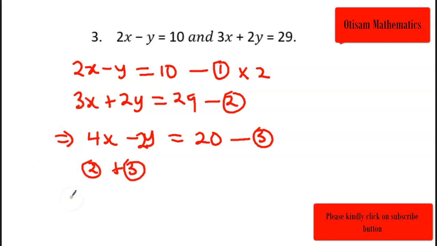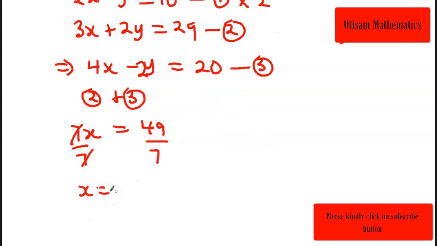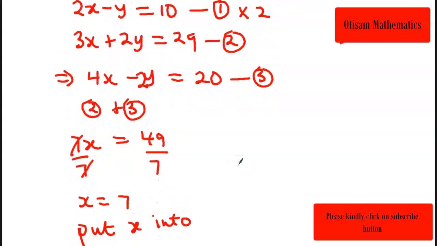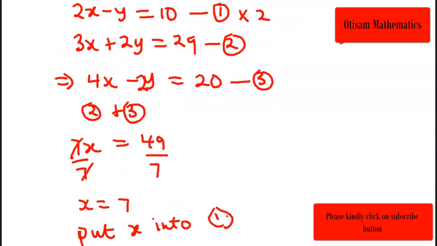3x plus 4x, we are getting 7x. Now this will go, and then we have 49, 20 plus 29. We want to find x, we divide both sides by 7. So our x is equal to 7. Then we put x into any of the 3 equations, so in equation 1, to find your y.